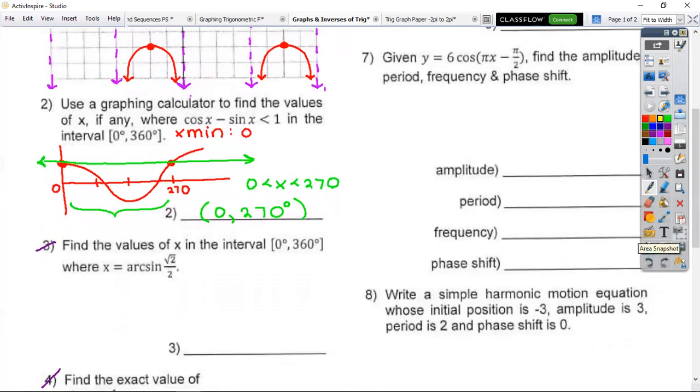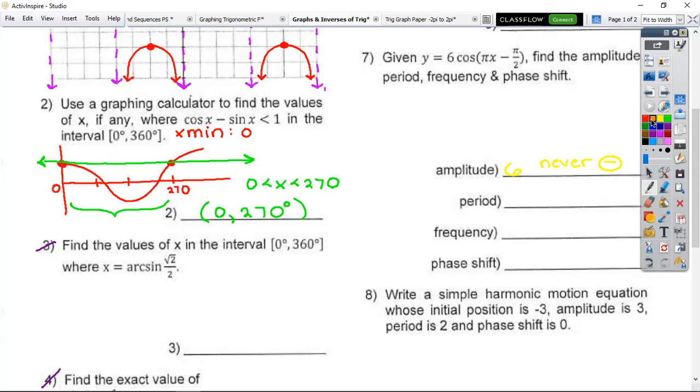So these are the different features of your trig equation. So you have 6 cos pi x minus pi over 2. Find the amplitude, the period, the frequency, and the phase shift. So the easiest one to start with is amplitude. What's the amplitude? 6. Can amplitude ever be negative? Can amplitude ever be 0? Okay, good. So this is never negative. That's what you see come up the most often as an error. So never negative.